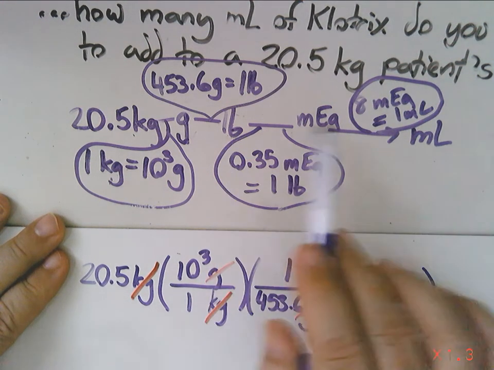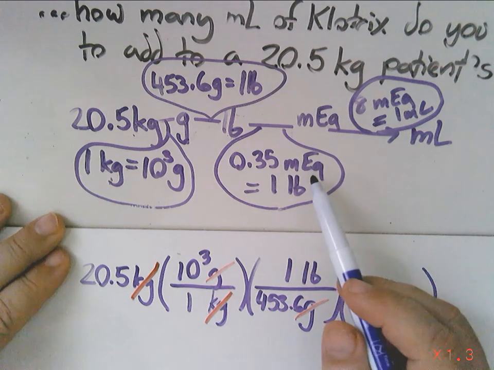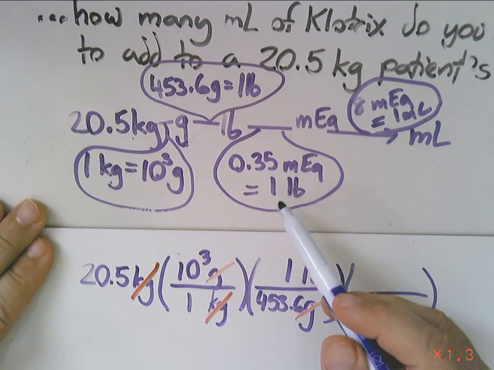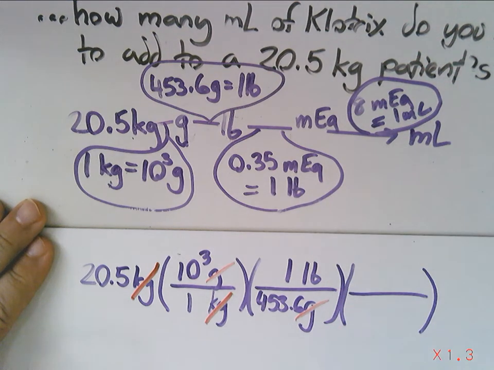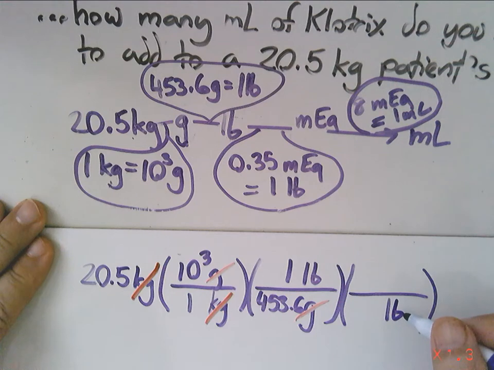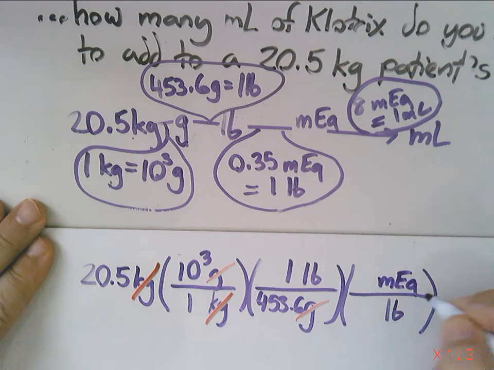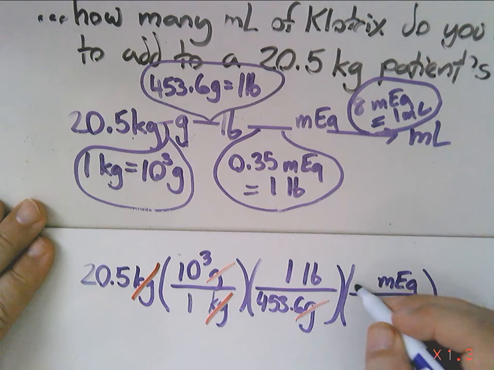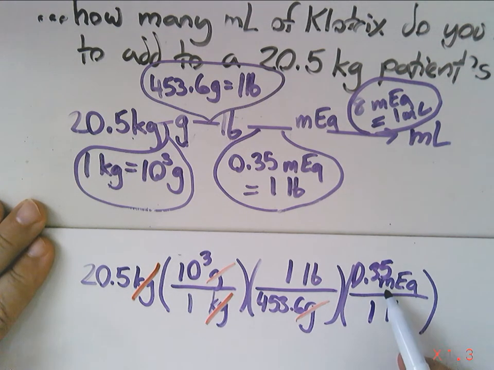Now I want to go from pounds to milliequivalents. And I don't know what the heck a milliequivalent is, but 1 pound is equivalent to 0.35 according to the problem. And I want pounds on the bottom so that the pounds will cancel. See, it becomes very mechanical once you have a roadmap to follow. Getting the roadmap is really the hard part. So there's 0.35 milliequivalents in 1 pound. One more step.